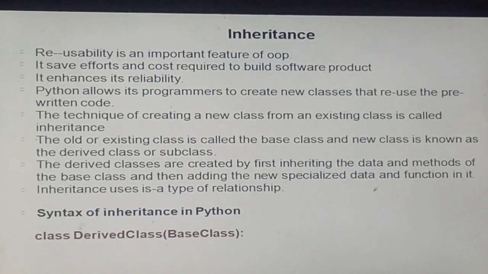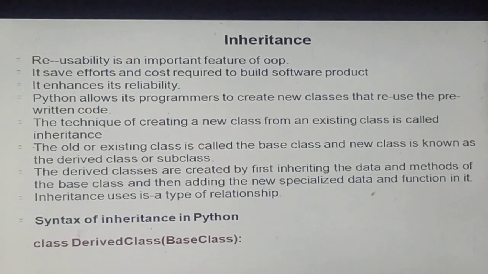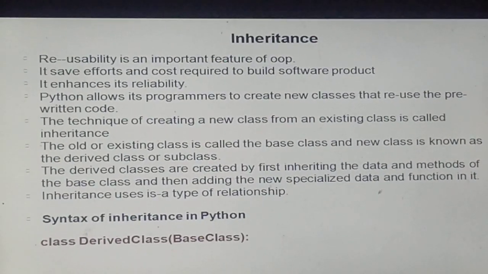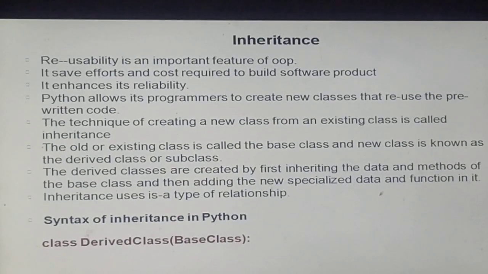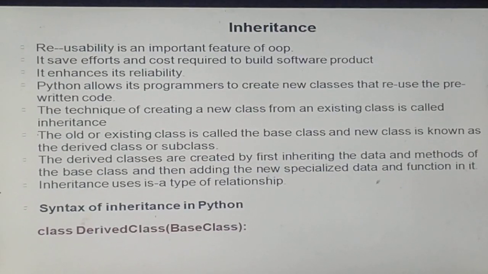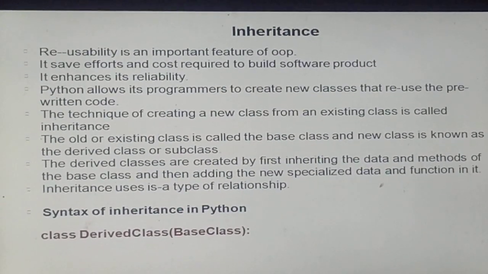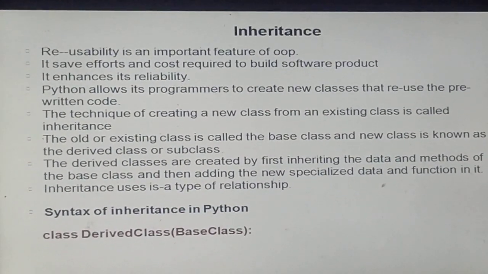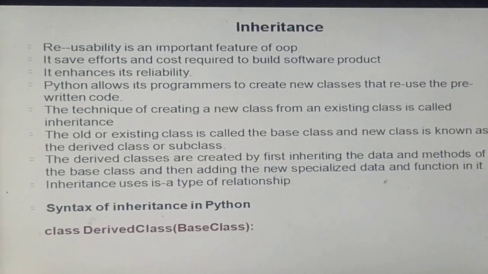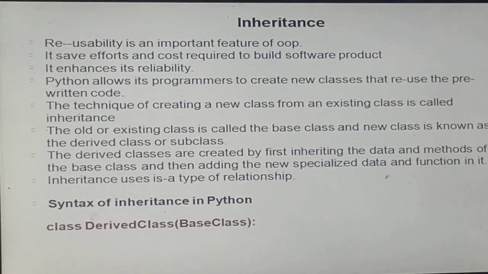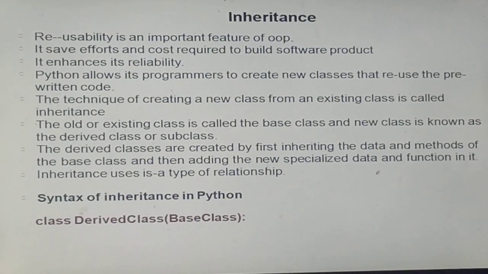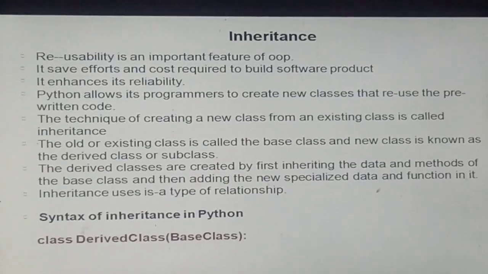This functionality is known as inheritance, and it is a very important feature of Python, and it clearly provides the concept of reusability. In object oriented programming, inheritance provides the thought of reusability, which means that a programmer can add new properties to an existing class without changing it. This is the very major and basic feature of inheritance. The derived class is created by first inheriting the data and methods of the base class, and then adding new specialized data and functions to it. Inheritance uses an is-a type of relationship.